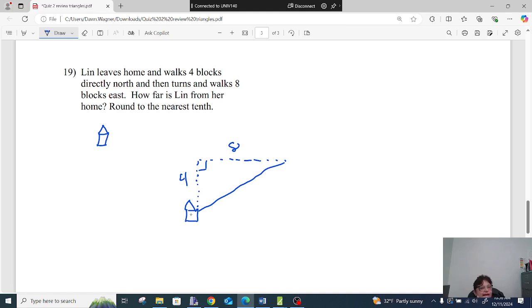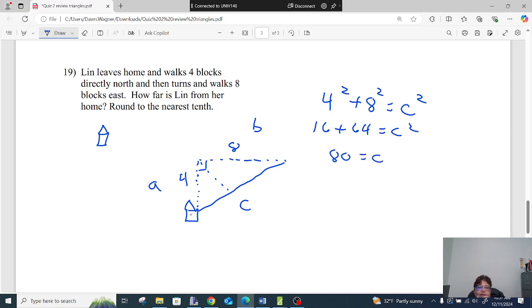Right? Now, so I would say that this is C here, right? So I would label this as A and this is B. So 4 squared plus 8 squared has to equal C squared. 16 plus 64 has to equal C squared. I'm going to add those two together, which is what, 80 equals C squared. And then you're going to take the square root of both sides. C is equal to 8.9 blocks.